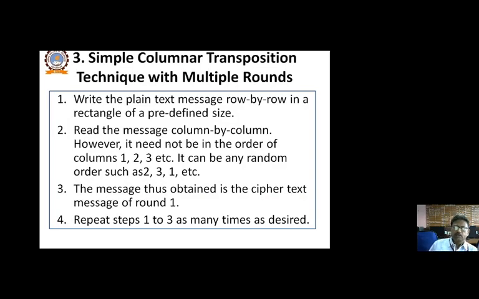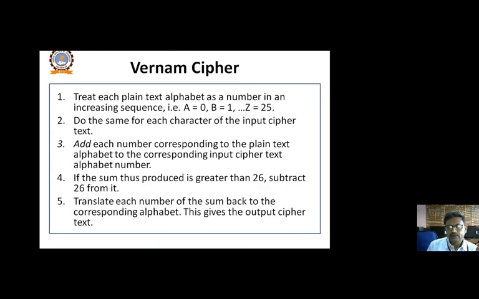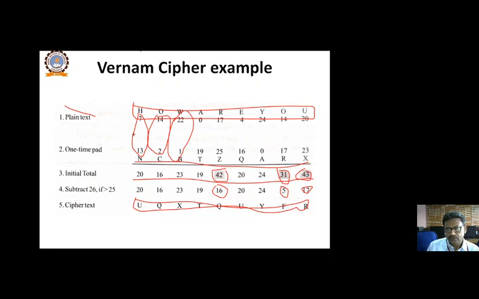And then the multiple rounds technique, in which we use many rounds depending upon the requirement, 2, 3, 4, whatever it may be. And the fourth one is the Vernam cipher, in which we use a one-time pad, and the individual alphabets are converted into decimal values, and after the one-time pad value is added, if it is more than 26, we subtract 26, and then we get the resultant ciphertext. That is all.